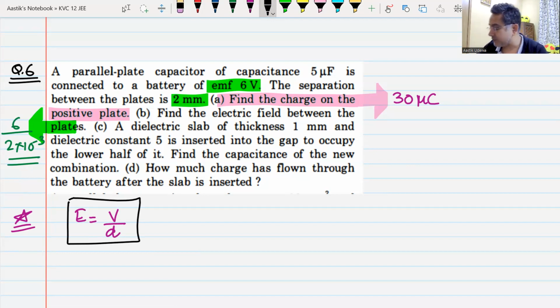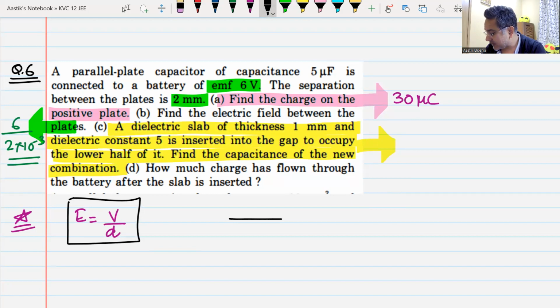Now comes the third part. I hope we will have better results in this one. A dielectric slab of thickness 1 mm and a dielectric constant K is inserted between the gap to cover the lower half of it. What is the capacitance of the new combination? Do we have the answer for this one? Yes or no? Everyone is chilling out. What question is this? Anyone knows the answer? No one knows the answer. And this is a type of question we have never seen.